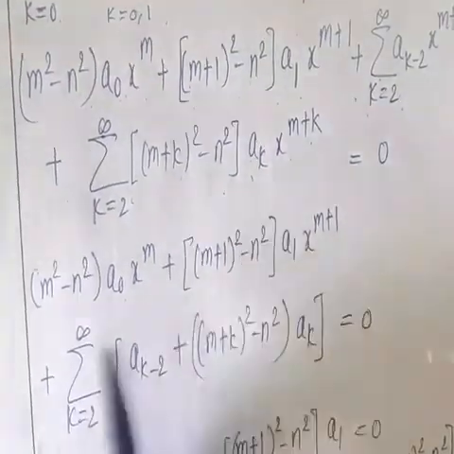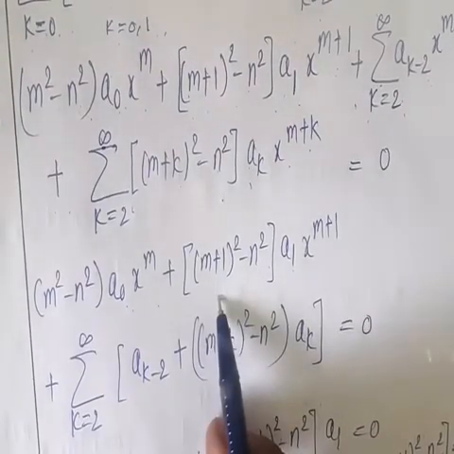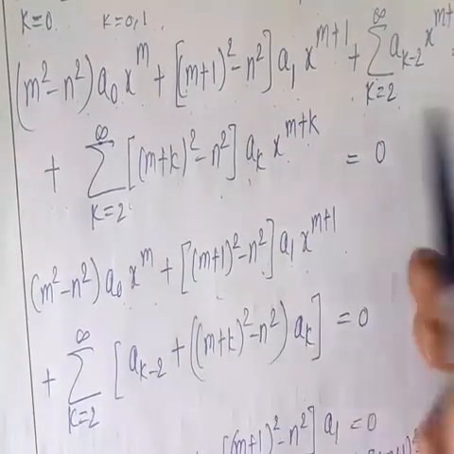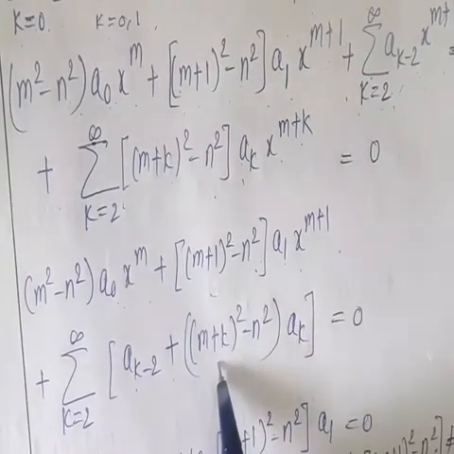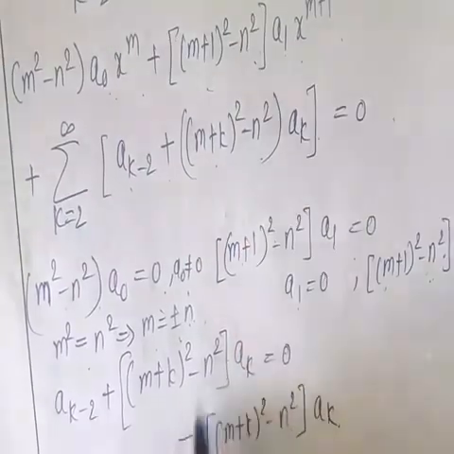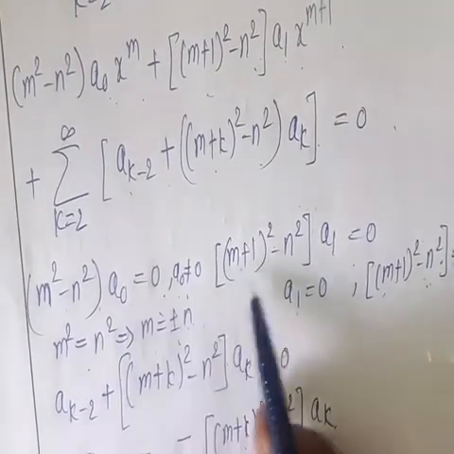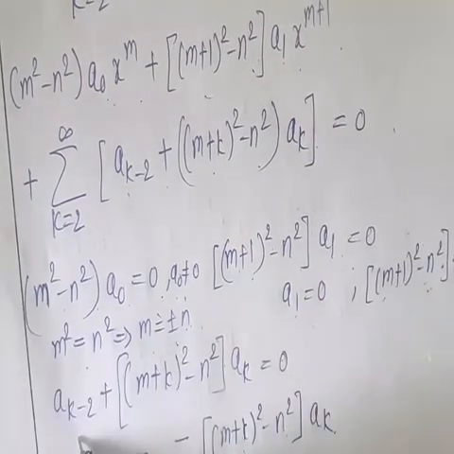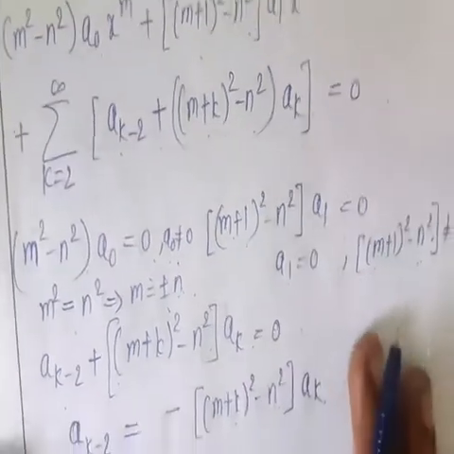Now (m square minus n square) into a0 x to the power m, plus ((m plus 1) whole square minus n square) a1 x to the power m plus 1, and both summations start from k is equal to 2, so combine it: a_(k minus 2) plus ((m plus k) whole square minus n square) into a_k is equal to 0. Now equate it to 0. First term, (m square minus n square) into a0 is equal to 0; second term, ((m plus 1) whole square minus n square) a1 is equal to 0; and third term is a_(k minus 2) plus ((m plus k) whole square minus n square) into a_k is equal to 0.